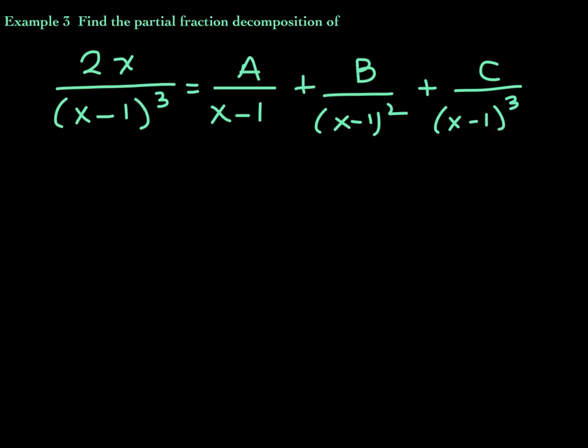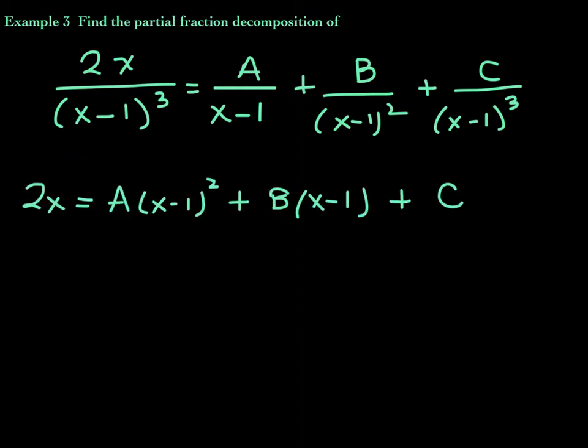So you and I need to find A, B, and C. All right, let's do the same strategy, the algebraic technique that we've been using the last couple of times, which is multiplying both sides of this identity by the LCD. The LCD is x minus 1 cubed.